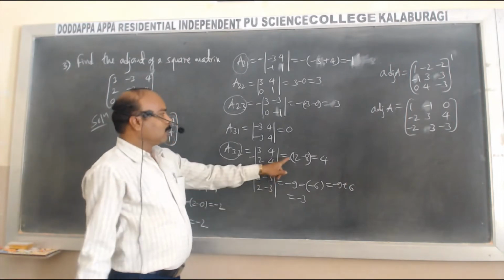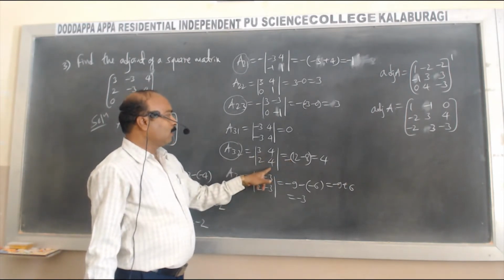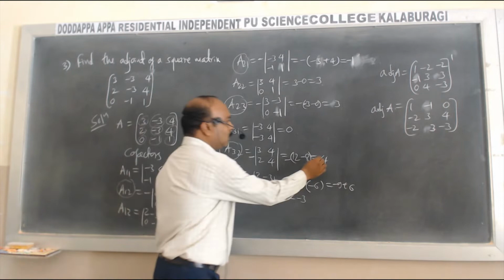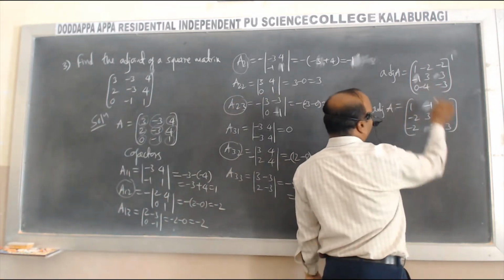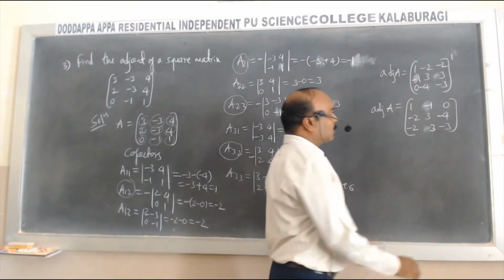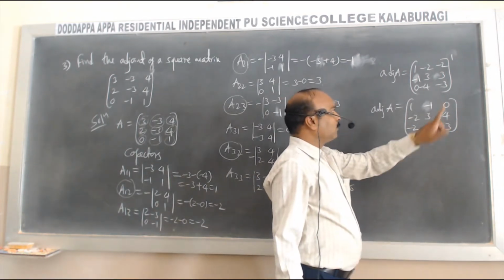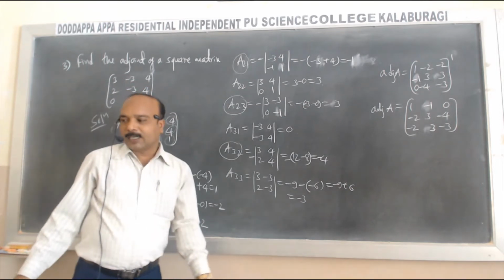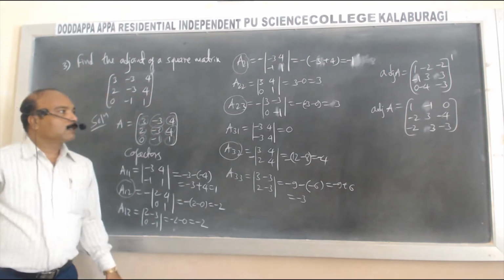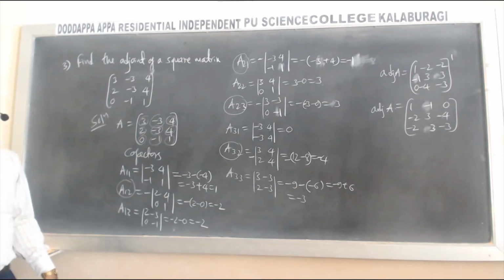Here minus of 12 minus 8, it is minus 4. So this is minus 4. So it is the adjoint of the square matrix. Now we calculate all the cofactors correctly for the adjoint of the square matrix.